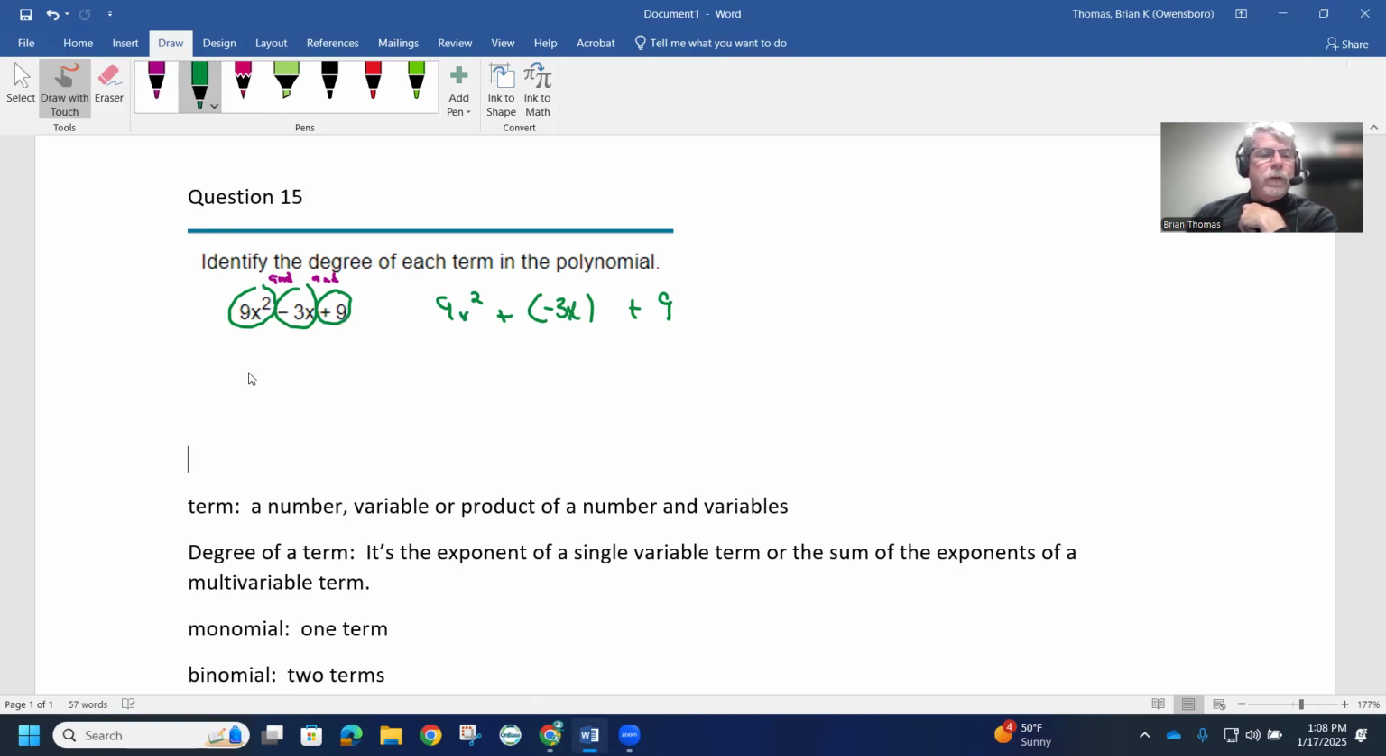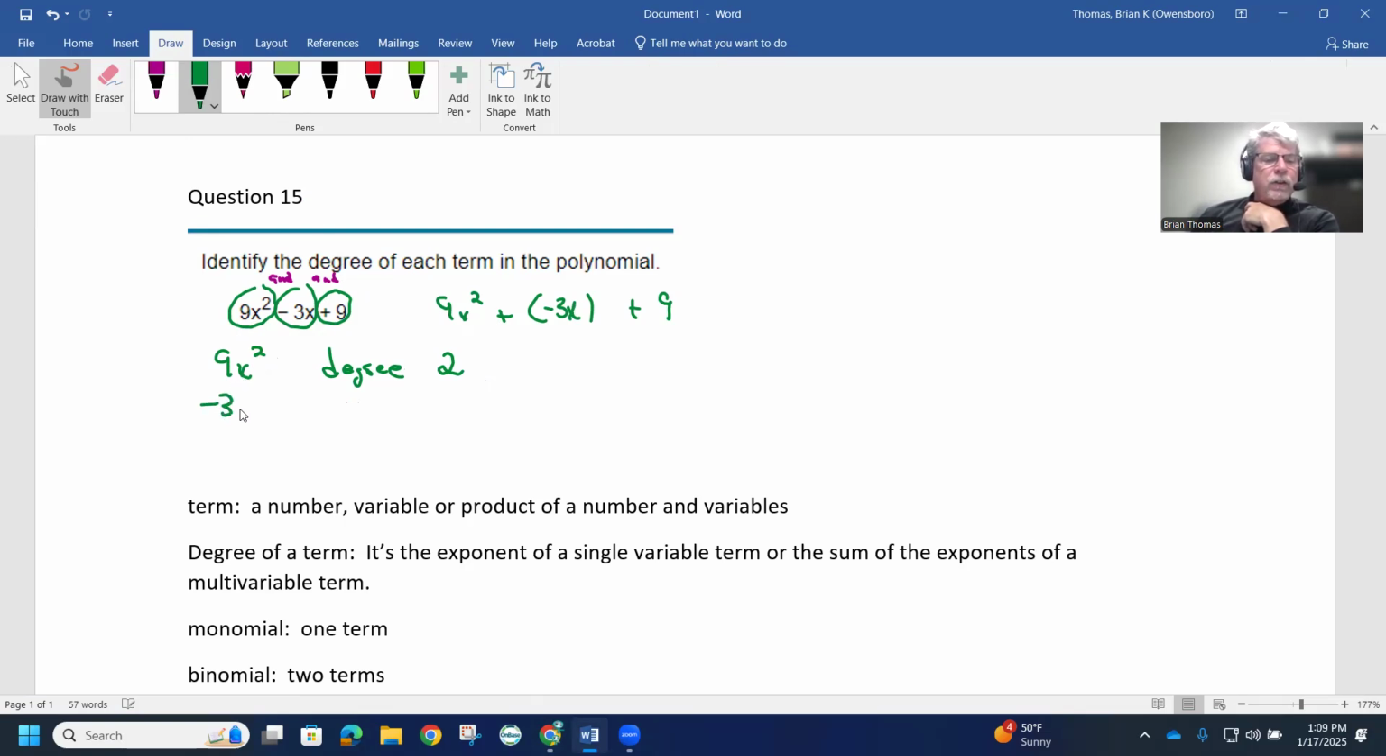So now it wants us to identify the degree of each term. So the first term is this 9x squared. Its degree is the exponent of the variable. So since x is the variable, the 2 is the exponent, the degree of 9x squared is simply the 2. So the degree is the exponent of the variable part.